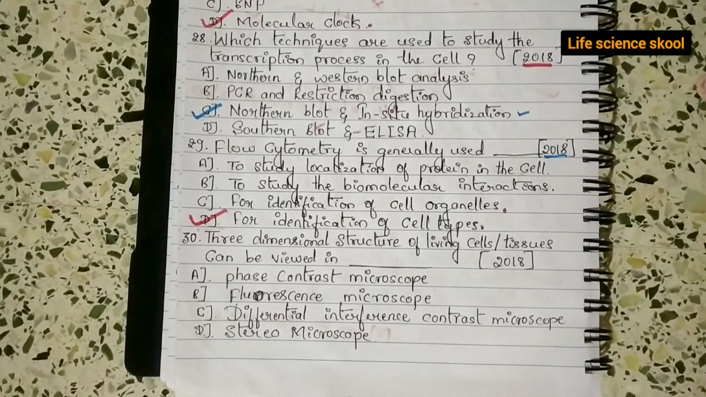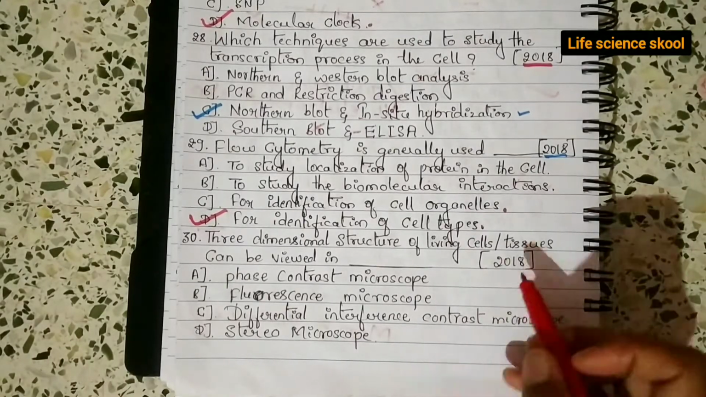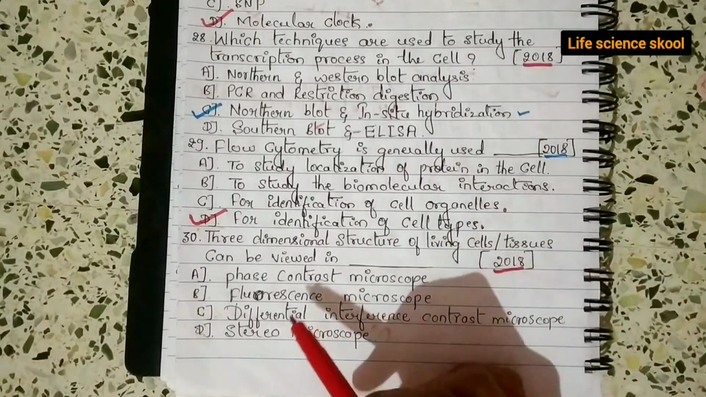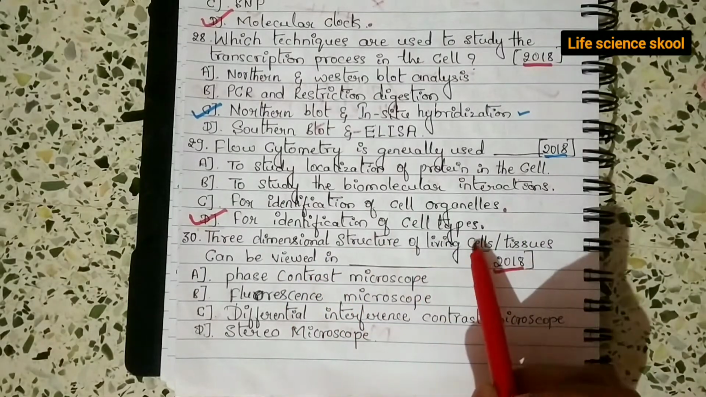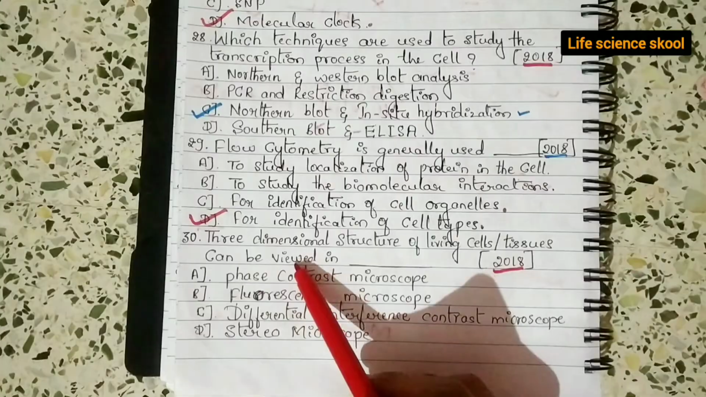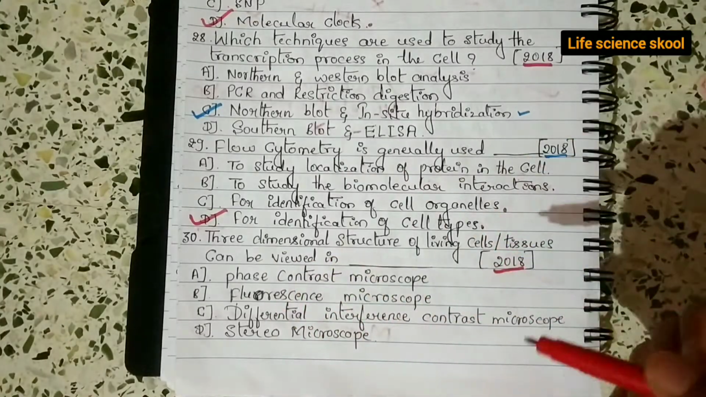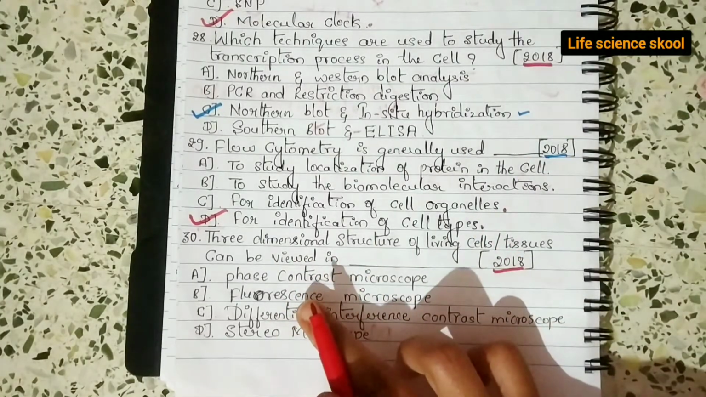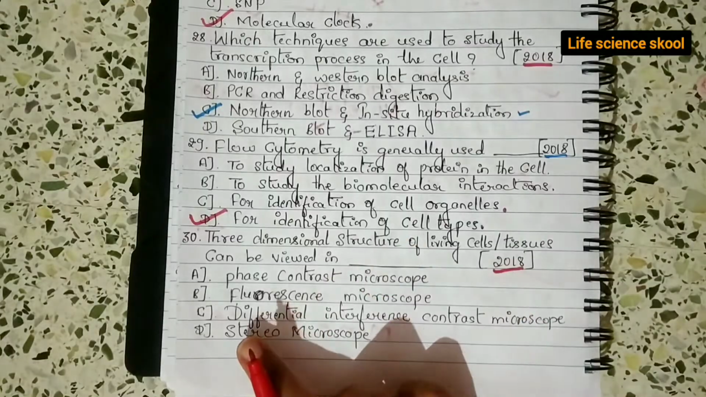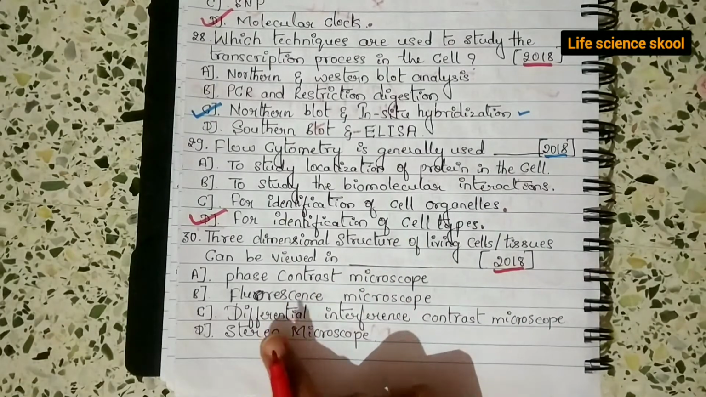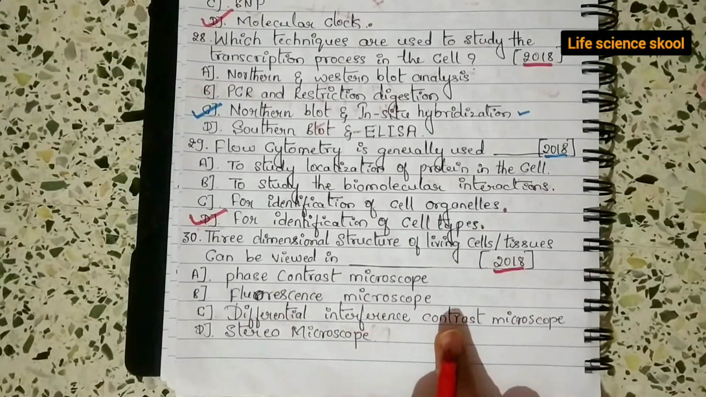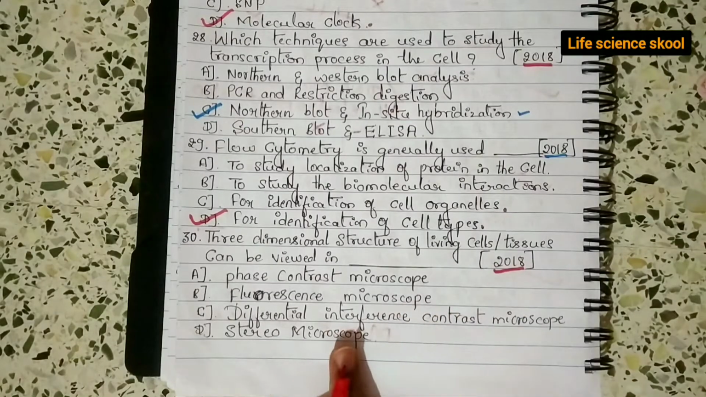Now let us move on to the next question, the 30th question, which was asked in the year 2018. The question is like this: the three-dimensional structure of living cells and tissues can be viewed in dash microscope. Option A is phase contrast microscope. Option B, fluorescence microscope. Option C, differential interference contrast microscope. Option D, stereo microscope.